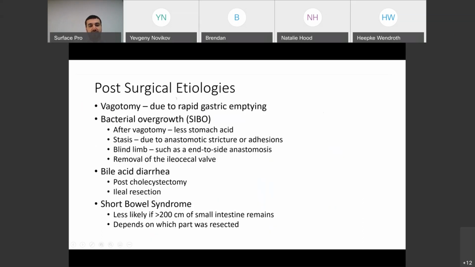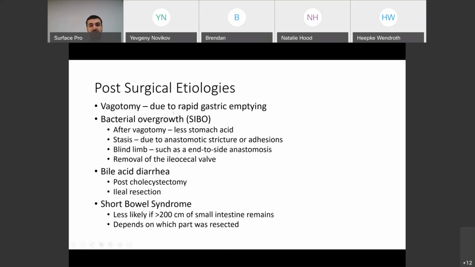So, post-surgical etiologies. This is another group that you will see pretty frequently in the UC Health patient population, and what different types of surgeries should we be paying attention to? If someone's had a vagotomy, we're not seeing this very frequently anymore, but they used to do it more frequently in the past. What that will lead to is rapid gastric emptying, and that in itself will cause diarrhea.